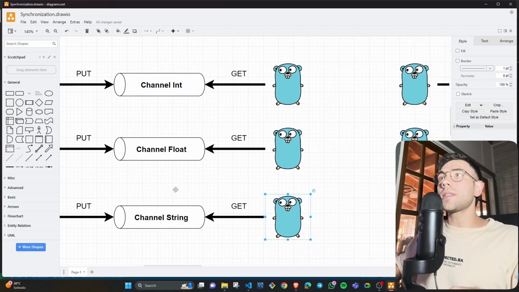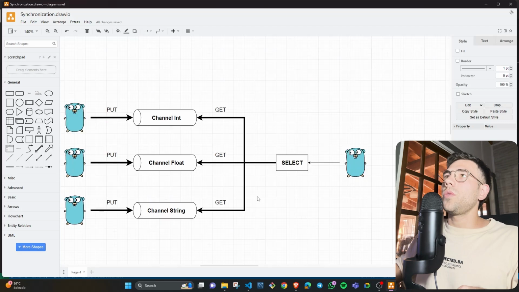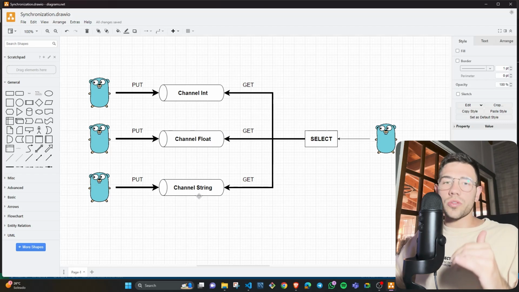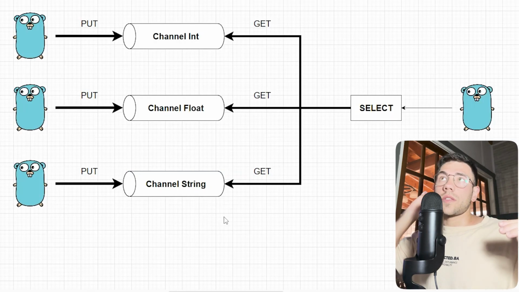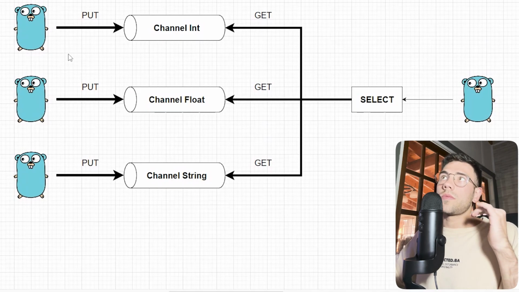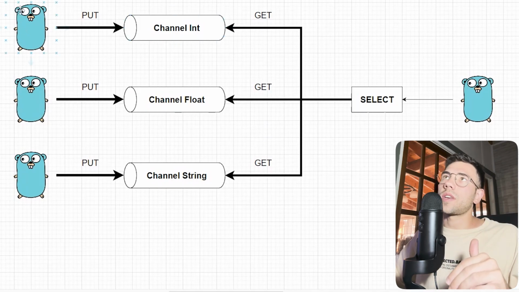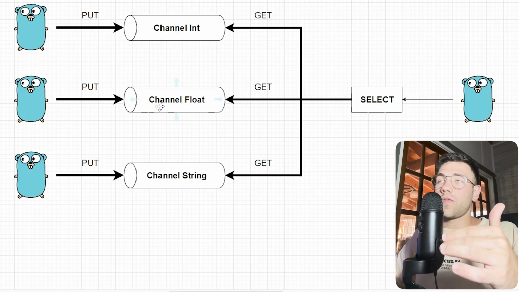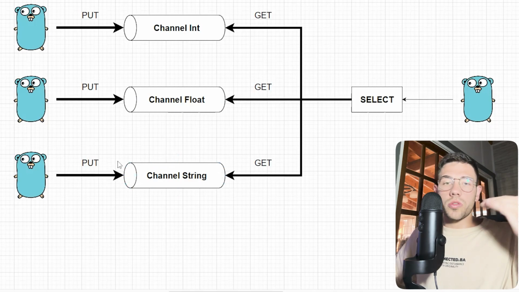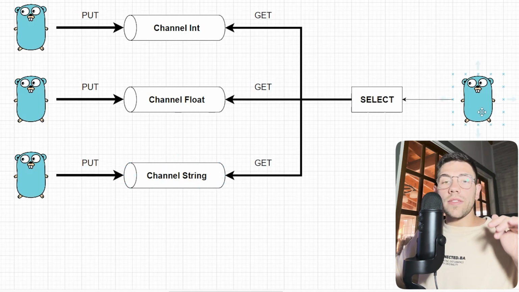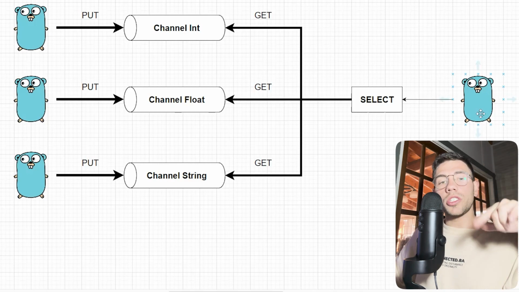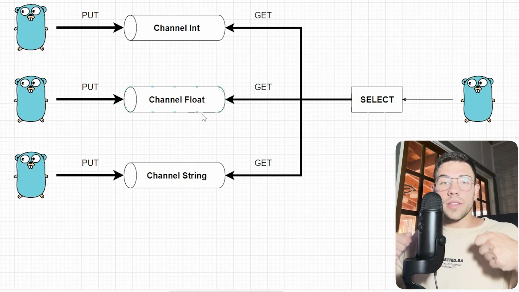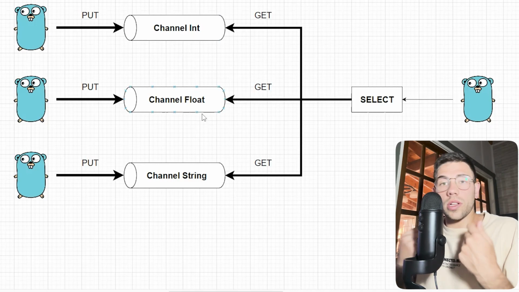With a select statement, it will look something like this. We have three channels: a channel of integers, of floats, and of strings. There will be some Goroutines dedicated to putting data through those channels. For example, a Goroutine that puts integers here, another Goroutine that puts float numbers here, and another Goroutine that puts strings into this channel. But we will have just one Goroutine to listen to all the channels. And for the first data that comes from any of those channels, we will handle it and do whatever we want to do with that data.